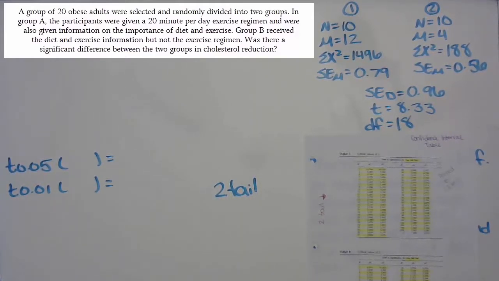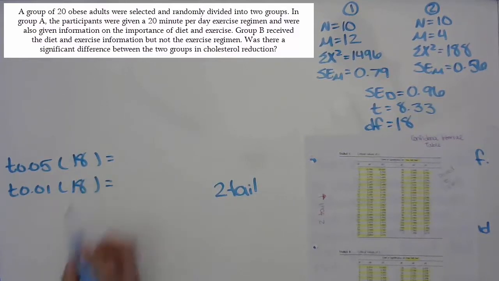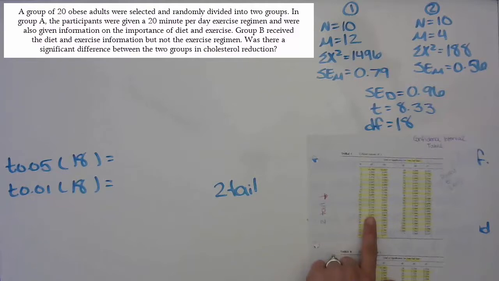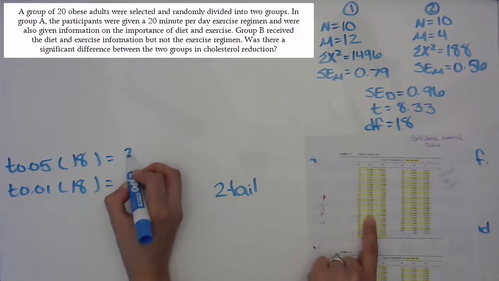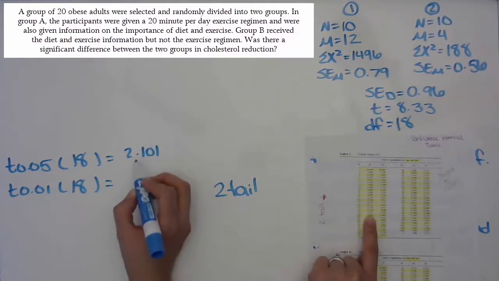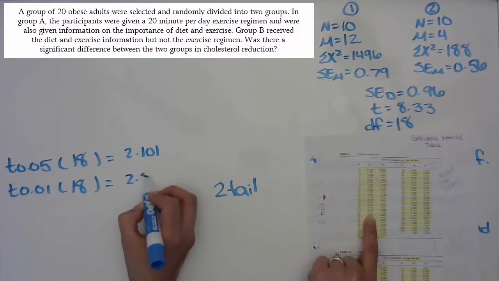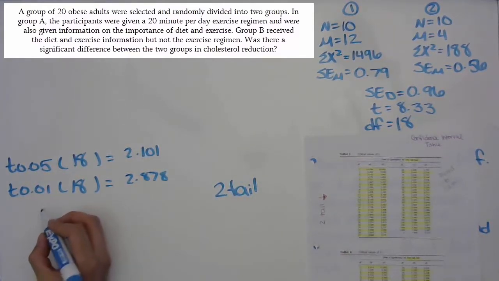Okay, so let's go ahead and plug our degrees of freedom in here. And then we can look those up on our table here. Now this is for a two-tail independent t-test. So we look down at the degrees of freedom of 18. So for the 0.05 value, we have 2.101. And then for the 0.01 value, we have 2.878.